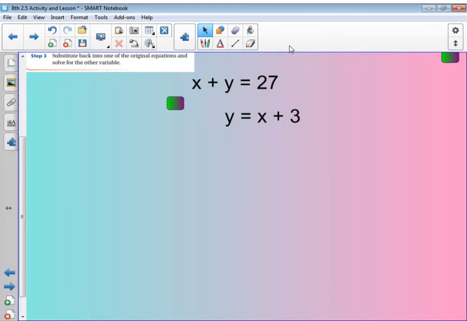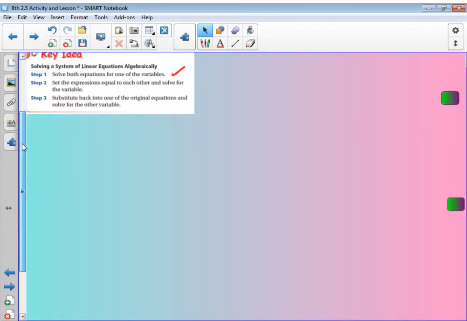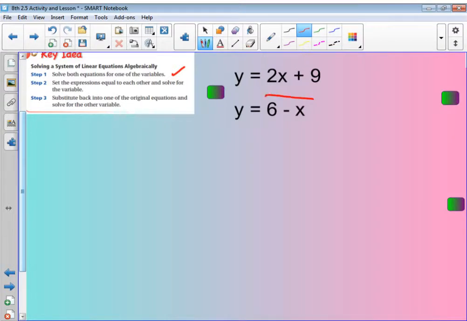Okay, so let's try another one. Remember your steps. Always solve to get y by itself. So in this case, y is already by itself. So that makes it nice and easy because we can go ahead and just take the back half.